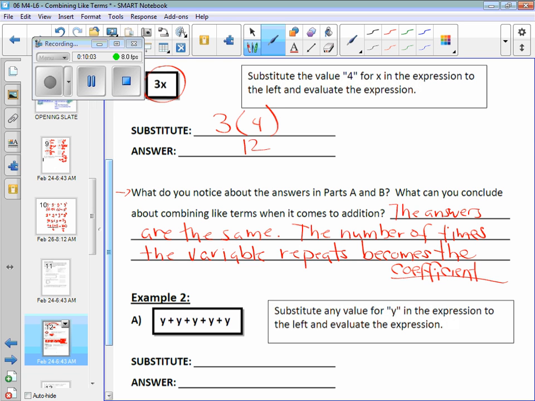So like I did yesterday, I'm going to stop along the way before we move on. Are you okay with this? I'm not asking you to master it, but are you starting to understand it? Do you see the difference from multiplication yesterday? Why x times x times x is not the same as x plus x plus x? Because x to the third is not the same as 3x. Are you okay with that?